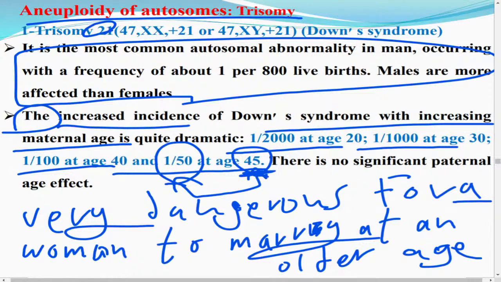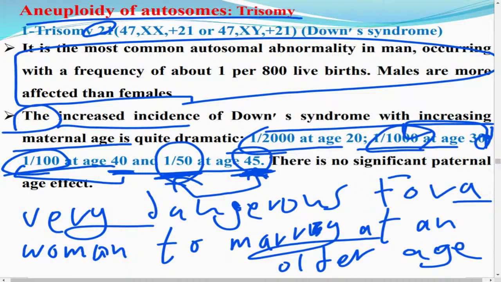As we saw here, at 45 the risk of Down syndrome is 1 in 50. At 40 it is 1 in 100. At 30 it is better, 1 in 1,000. So 30 would be a good time to marry, and age 20 would be a very good time to marry in relation to Down syndrome.